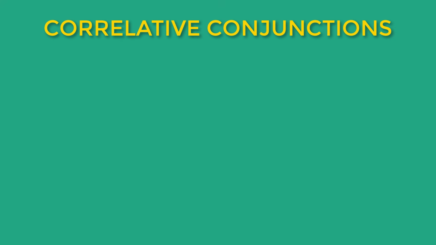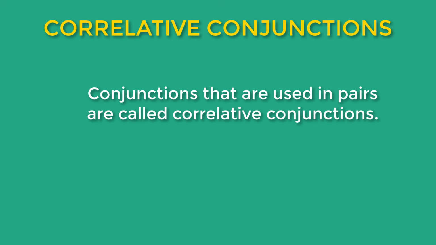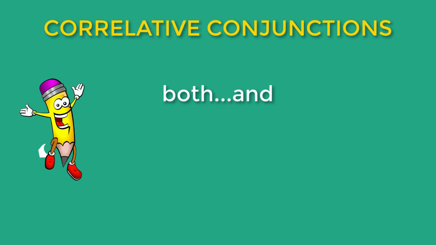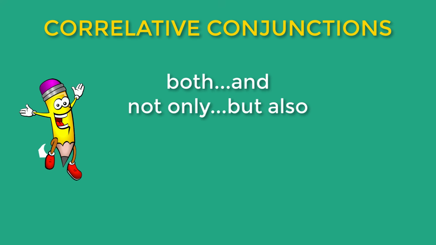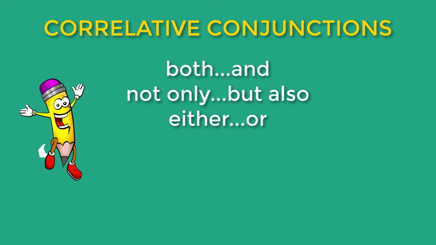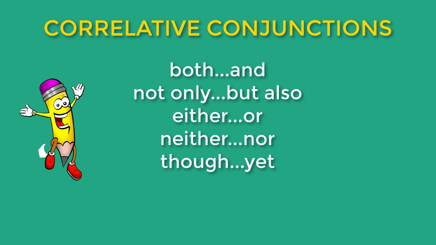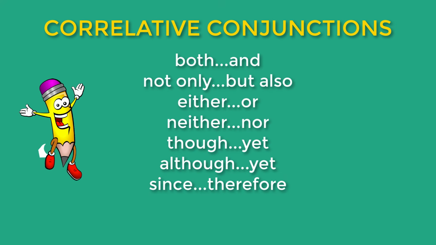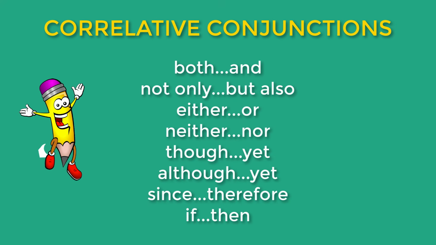And the third type of conjunction we will address today are the correlative conjunctions. Conjunctions that are used in pairs are called correlative conjunctions. They connect two equal grammatical terms. The main correlatives are both and, not only but also, either or, neither nor, though, yet, meaning still, although, yet, also meaning still, since, therefore, if, then.